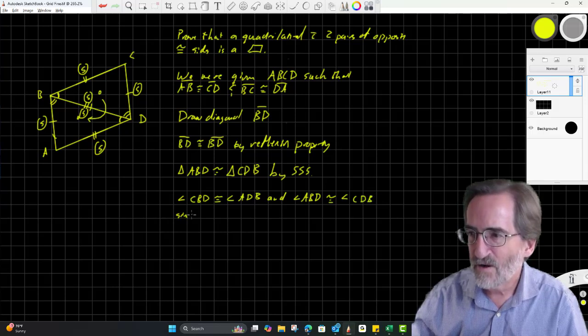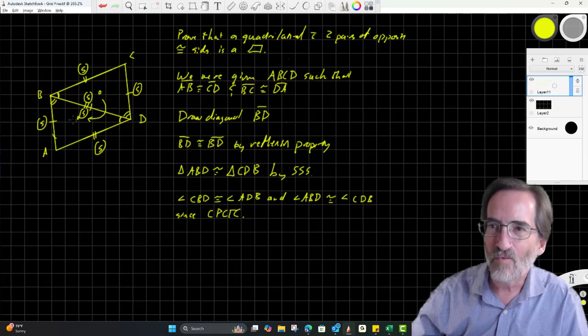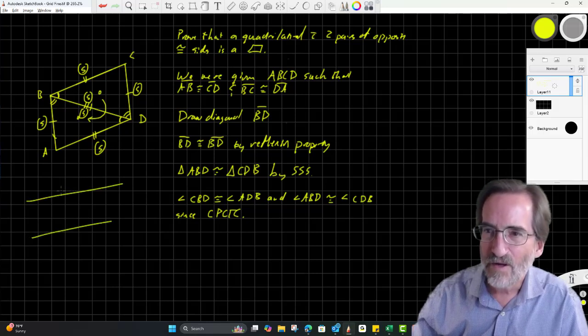Since we just proved they're congruent, corresponding parts of congruent triangles are congruent. Okay, now what have we just proven? We have just proven that if we have these two angles congruent, that we call alternate interior angles, the lines are parallel.